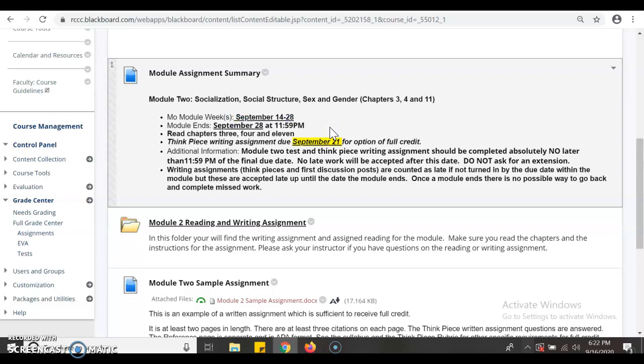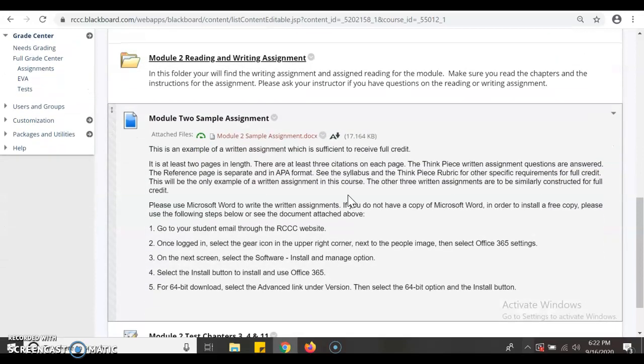And your module test is due on the last day of the module. So think piece is due a week after the module opens. Test is due the last day of the module. So that's the assignment summary.